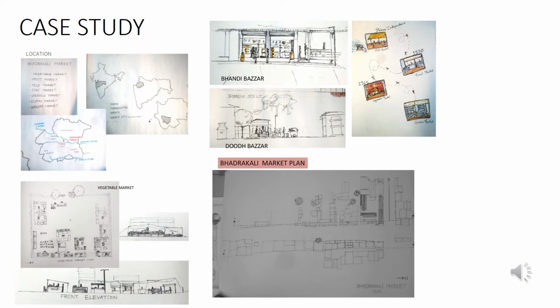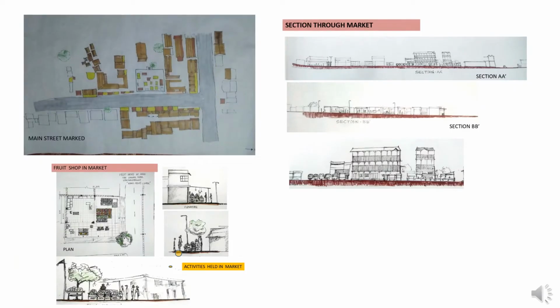So in plan, we can see how the market is located on both sides of the street. There is a main street in the market and a secondary street which runs between shops, depending on where the shops are placed.